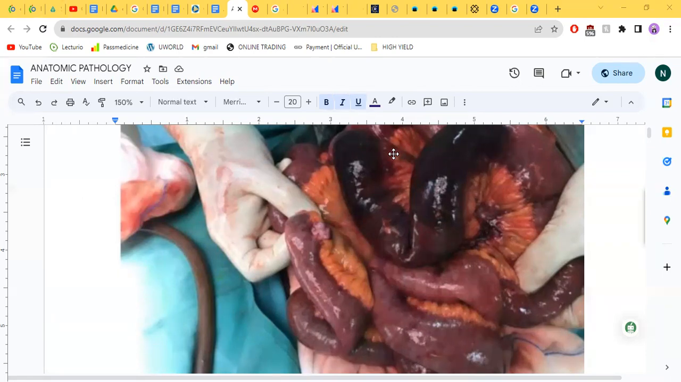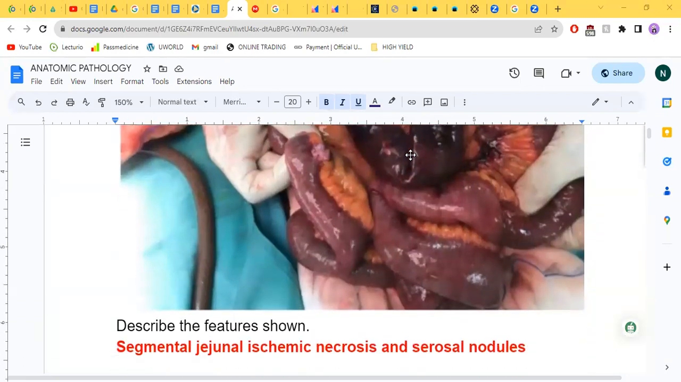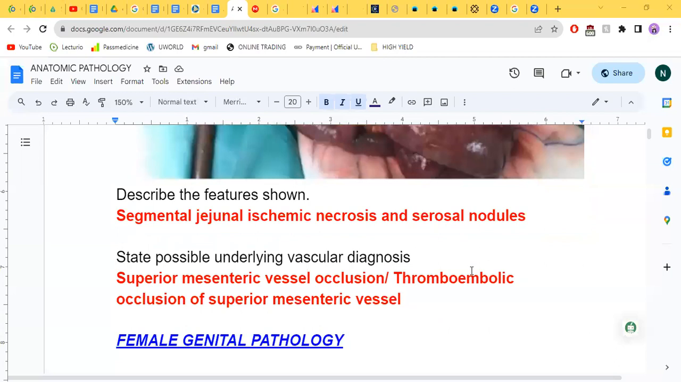Now, what would cause the jejunum to become necrotic or ischemic? Occlusion, exactly, occlusion of the superior mesenteric artery. So this is jejunal ischemia leading to necrosis, and the cause could be occlusion of the superior mesenteric artery, and the occlusion could be via thrombus or emboli. Great. Next.